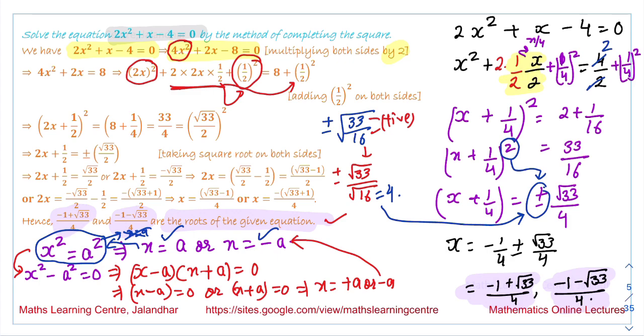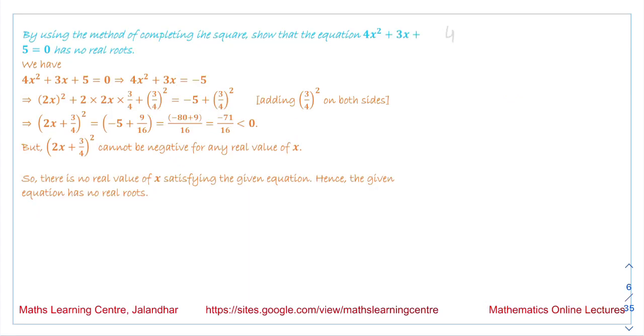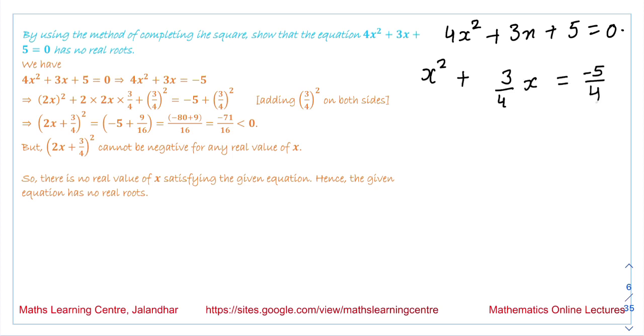Now next we have 4x square plus 3x plus 5 equal to 0. So we can write it in the form x square plus 3 by 4x is equal to minus 5 by 4. The next step we have to do is multiply and divide it by 2.